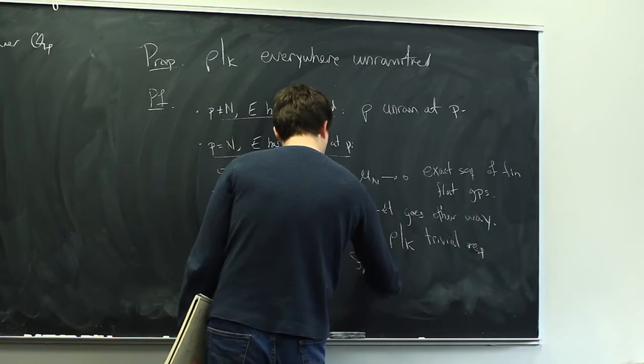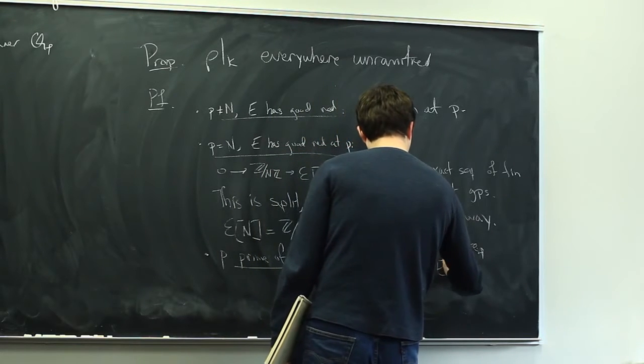So steps 2 and 3 imply that E[n] is already split.